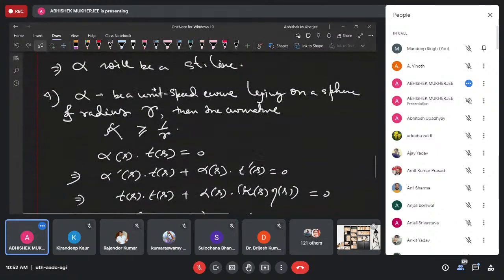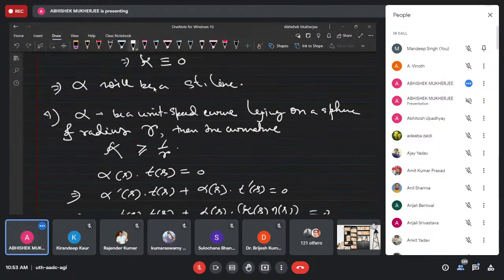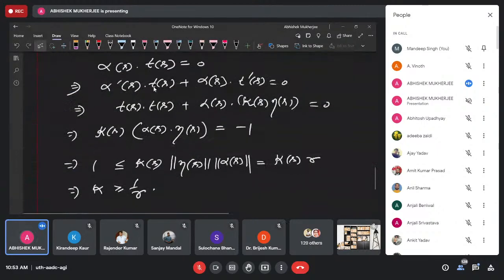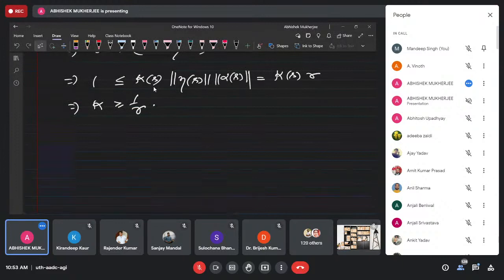So alpha be a unit speed curve lying on a sphere of radius r, and you need to take that this curve will have positive curvature, right? Okay. Fine.